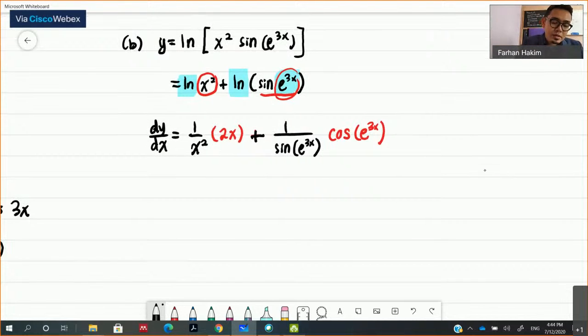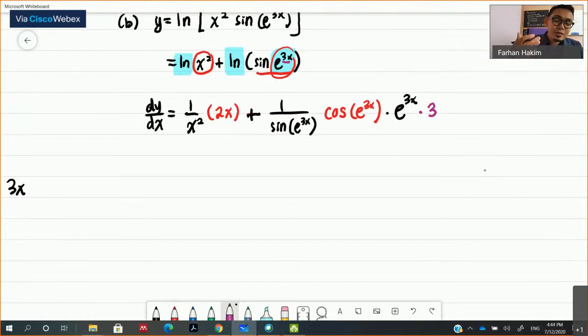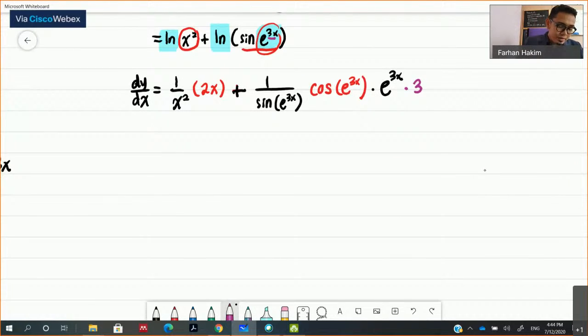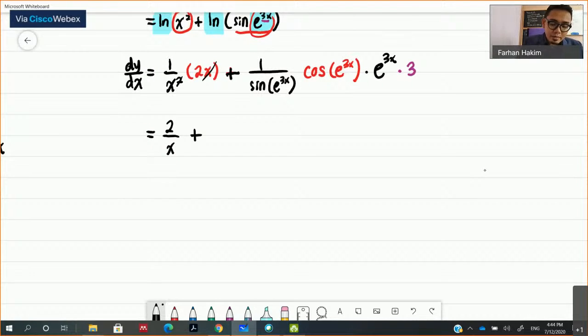So you'll have e to the power of 3x, differentiating e to the power of 3x will give us e to the power of 3x. But you're not done yet because you have to differentiate that 3x, so differentiating 3x will give us 3. And then only we are done, right? It's quite long, but you can do this, right? So we'll have something like this. You can simplify that x together with x squared. So that will give us 2 over x, all right? 2 over x.